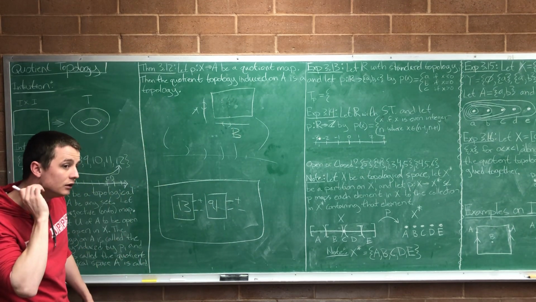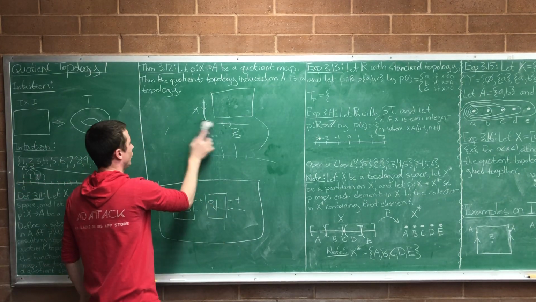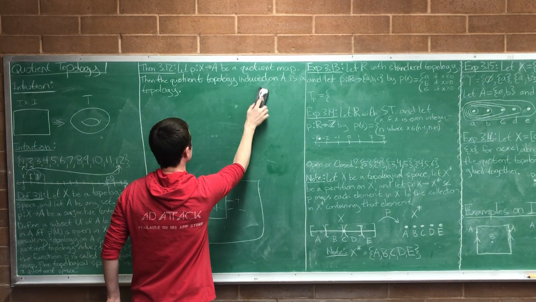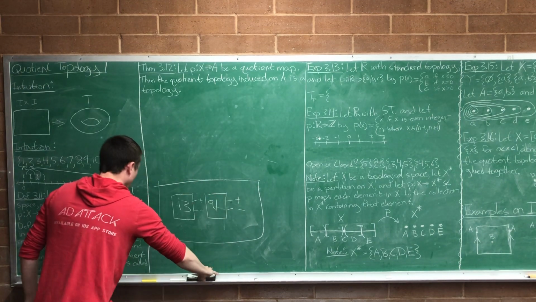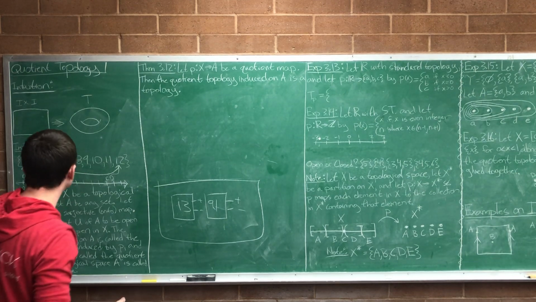Right? So now, the type of topological space we're going to talk about, the last one, is called a quotient space. And so, let me give you some intuition for how this quotient space thing works.